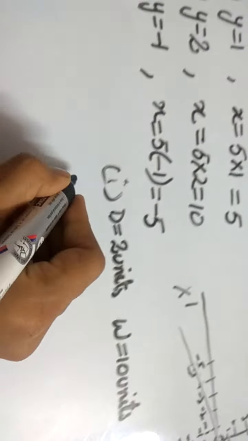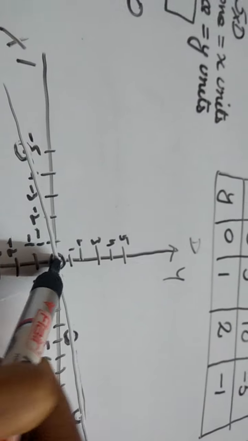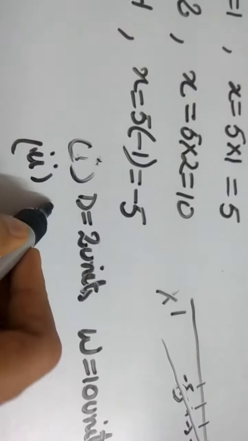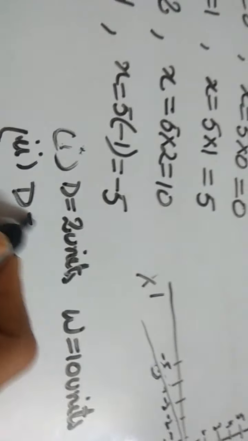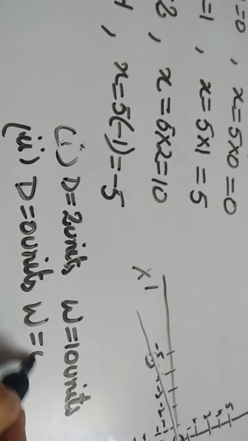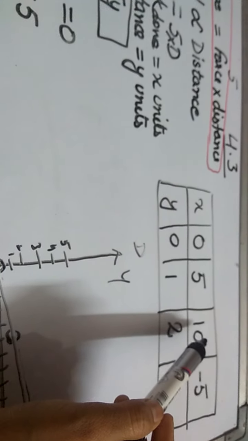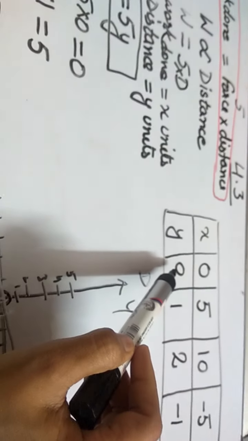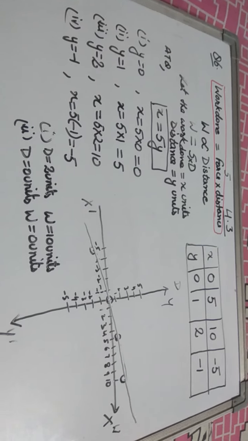Now let us check the second part: when the distance traveled by the body is 0 units. Here is distance, it is 0. Then that means the work done is also 0. Distance is 0 units, then work done is also 0 units. You can see from our table also. When the distance is 2 units, the work done is 10 units. When the distance is 0 units, the work done is 0 units. So here is question number 6.